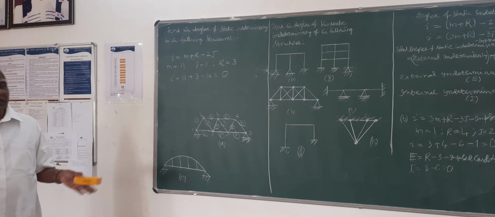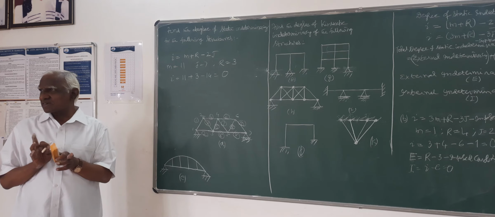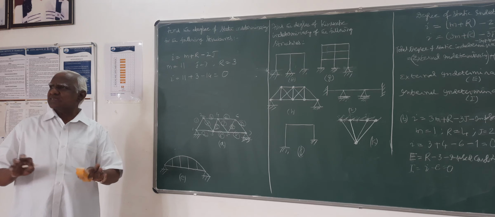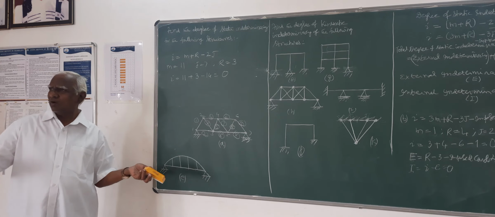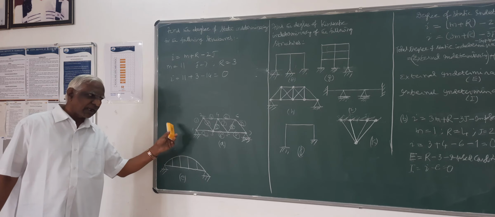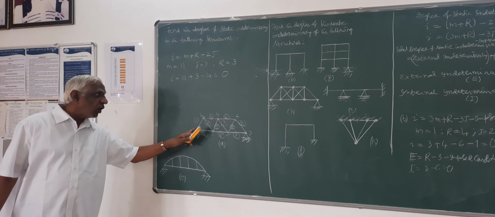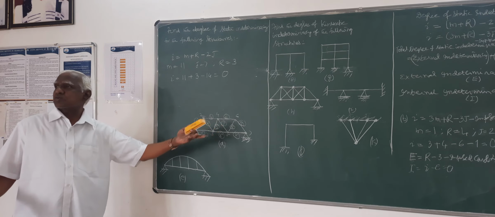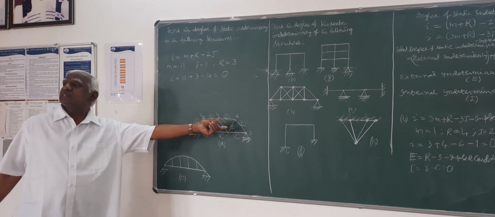it is 0. That means this structure, though it looks big, it is a determinate structure. You can just apply the equations of statics and do the analysis. This sort of problem I have already done. So support reactions you can determine by equations of statics, and all internal member forces also you can determine by considering equilibrium of all the joints.